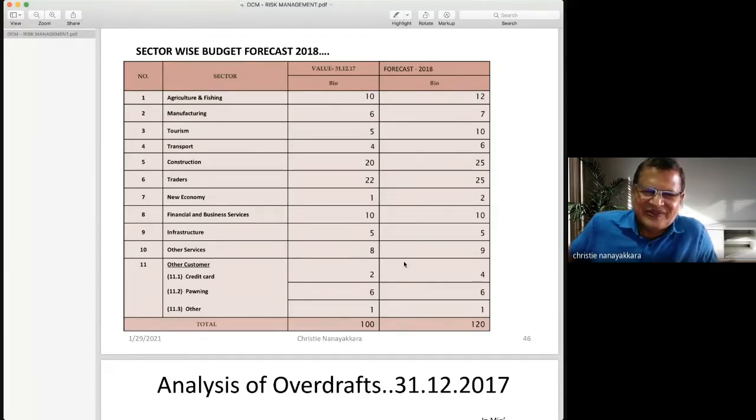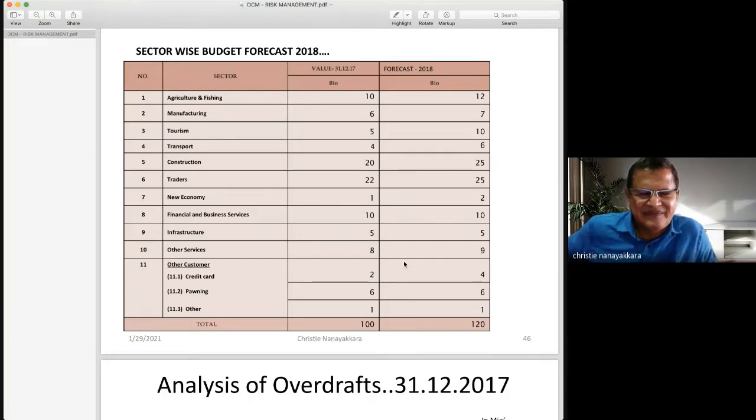Actually, those are dot-com companies. Nowadays, there's a great demand for those who can actually do business through the internet and various other forms. So, new economies are about that. Financial and business services include other financial companies like asset leasing companies, and so on, finance companies. So banks lend to them also.